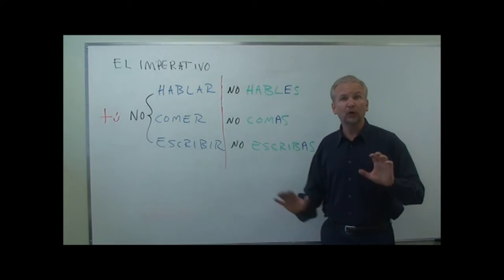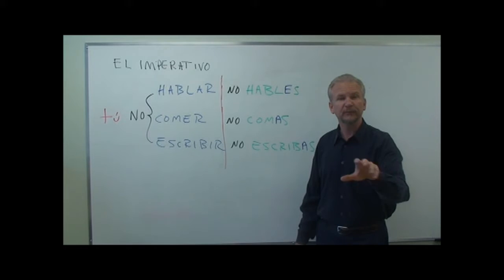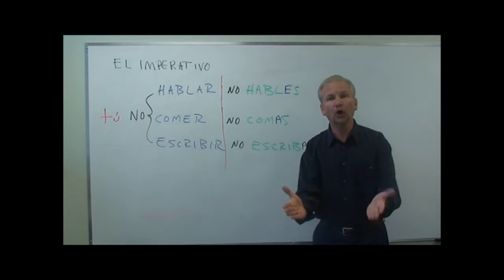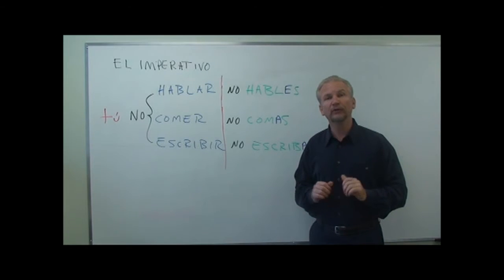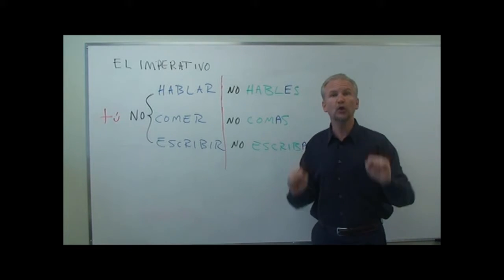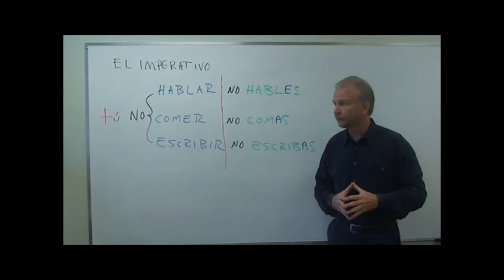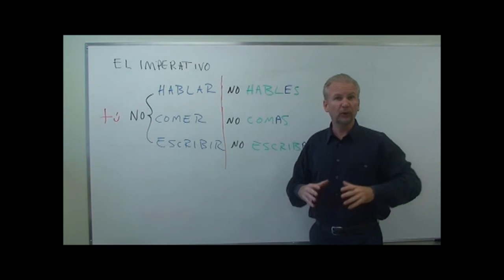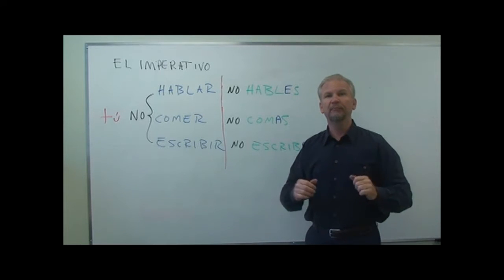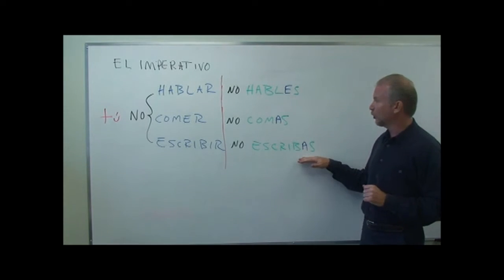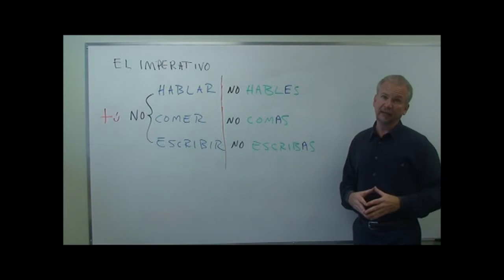Now, if you want to tell somebody don't eat, it would be no comas. So in the positive, you would say come, eat, for the informal tú. If you wanted to tell your friend don't eat, you'd say no comas. Here we take the E and we change it for the A. Again, for the IR verb, if you wanted to tell somebody in the positive form to write, you would say escribe. But if you want to say it in the negative form, it would be no escribas. We're changing the E for the A again.